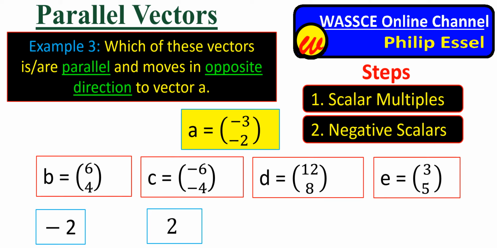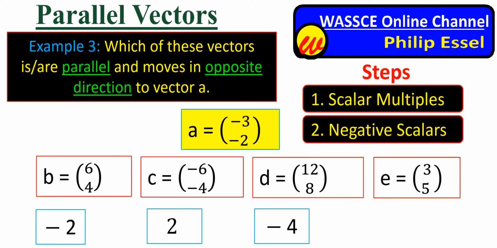Now let's go to the vector D. We are comparing D to the vector A, and when you do that, you realize that for us to get the vector D, the vector A would have to be multiplied by the number -4. What this means is that the vector D is also a scalar multiple of the vector A.